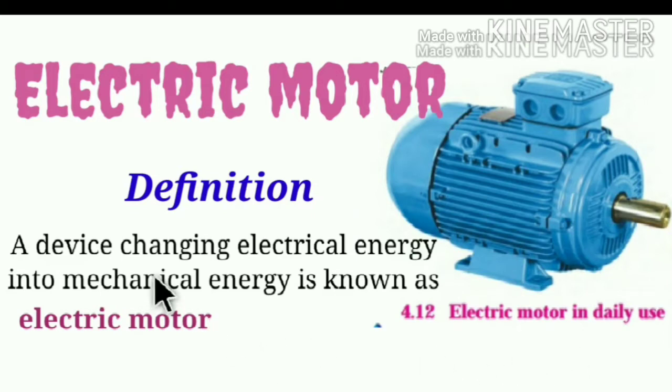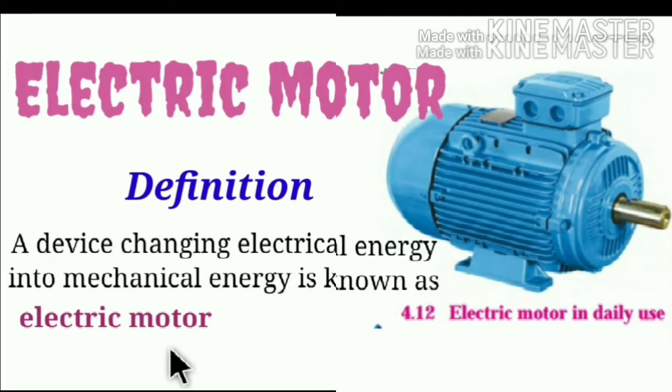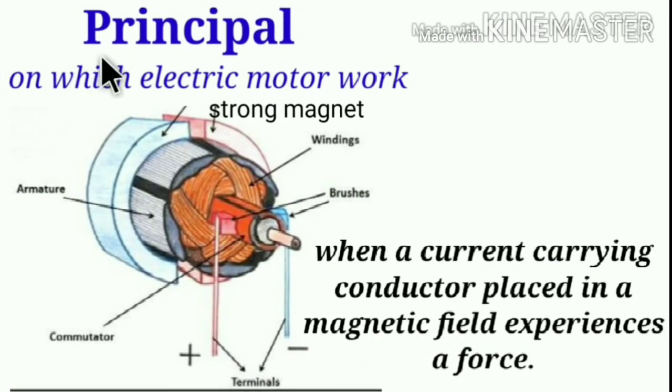Let's see the definition of electric motor. A device changing electrical energy into mechanical energy is known as electric motor. After the definition, see the principle on which electric motor works. When a current carrying conductor is placed in a magnetic field, it experiences a force.